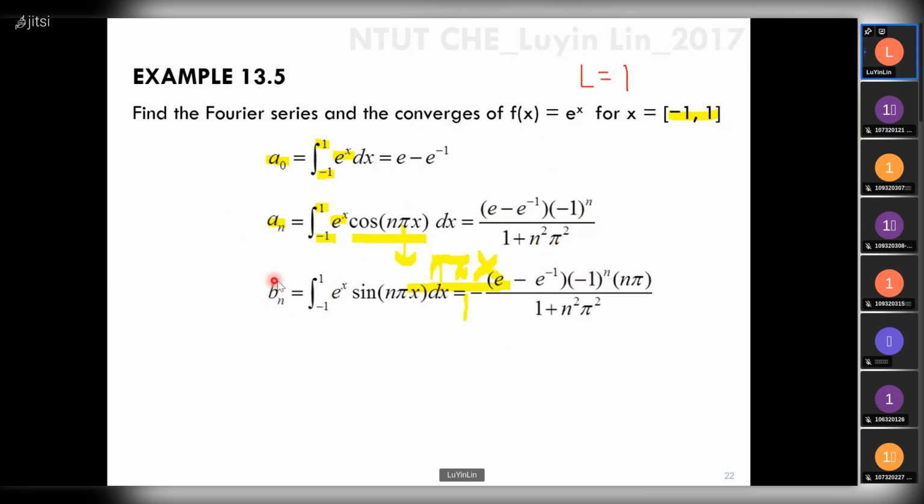Finally, find the bn. Similarly, for bn, f of x is exponential, and the range is from -1 to 1. And this value, n pi x divided by L, n pi x over 1, you get n pi x. Then this is the final answer.